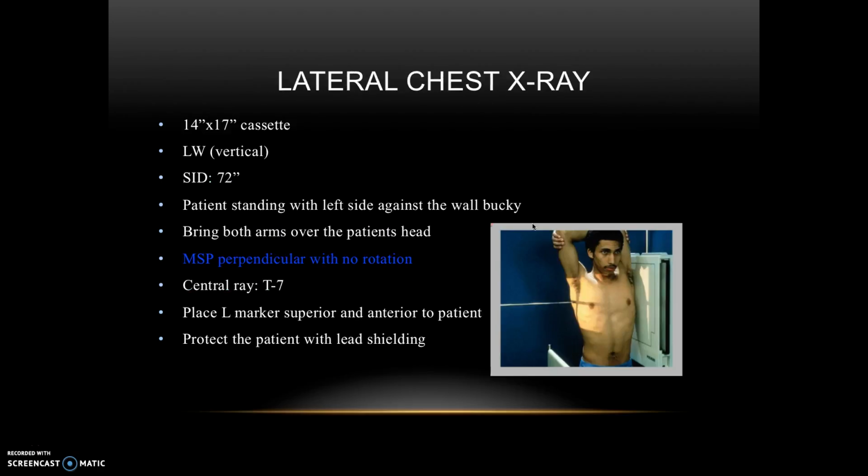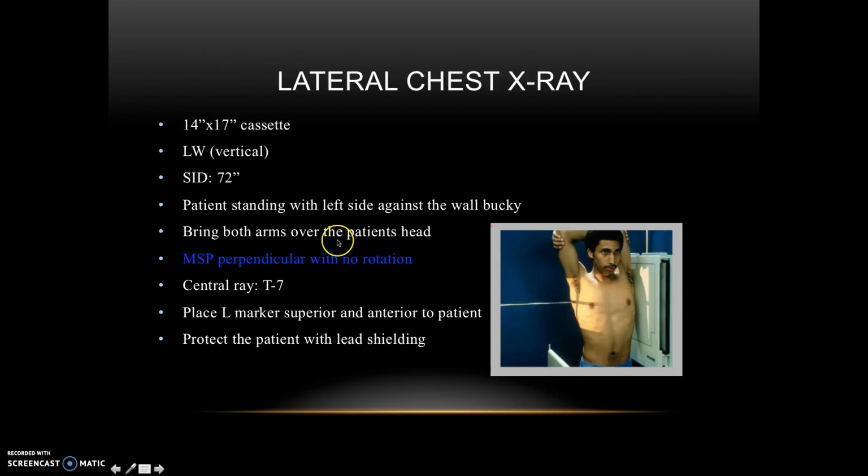Lateral chest x-ray. We're going to be using a 14-inch by 17-inch cassette. We're going to be placing the cassette lengthwise in the bucky. We're still going to be at a 72-inch SID. The patient is standing with the left side against the wall bucky. This is because of the heart. If we were doing a right lateral chest, the heart would be magnified, demonstrating that the patient has an enlarged heart, which in reality they don't. So we want to reduce magnification, so we're using the left side of the patient's body here.